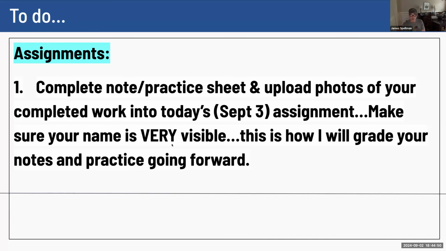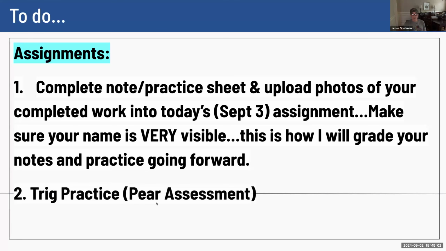Make sure your name is very visible so that I don't give you credit for taking someone else's work, or if it's scratched out. So make sure you're doing your own stuff. Make sure you're doing your own practice. Once you finish that, I'll have a signed-in pair assessment, some trigonometry practice, just to make sure that you know how to do these things. And this will take care of us for the next couple of days.